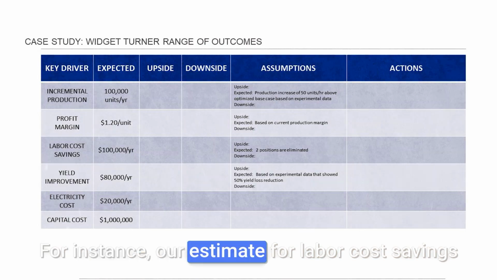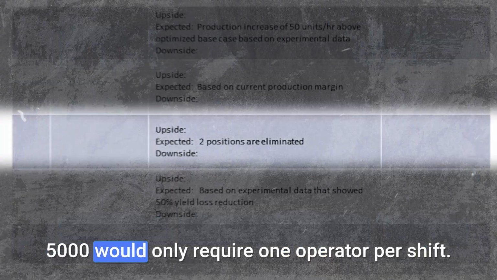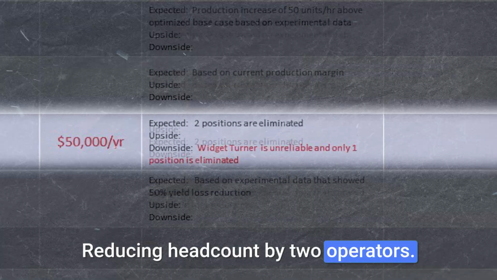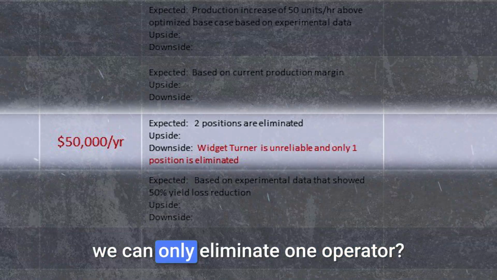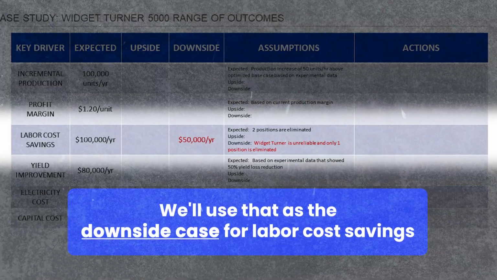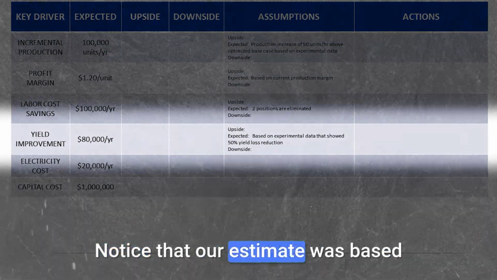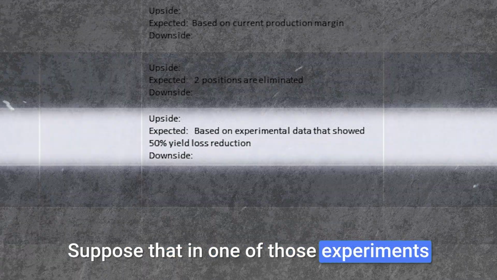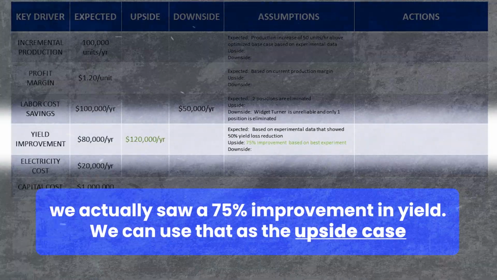For instance, our estimate for labor cost savings in Step 3 assumed that the Widget Turner 5000 would only require 1 operator per shift, reducing headcount by 2 operators. But what if the Widget Turner 5000 isn't as reliable as we expect, and we can only eliminate 1 operator? We'll use that as a downside case for labor cost savings. Now, let's consider yield improvement. Notice that our estimate was based on experiments we conducted. Suppose that in one of those experiments we actually saw a 75% improvement in yield. We can use that as the upside case.